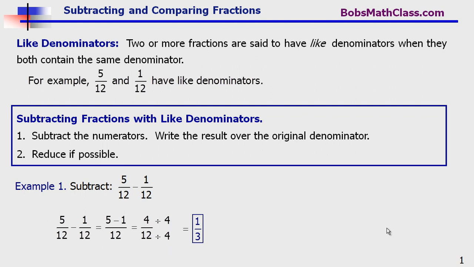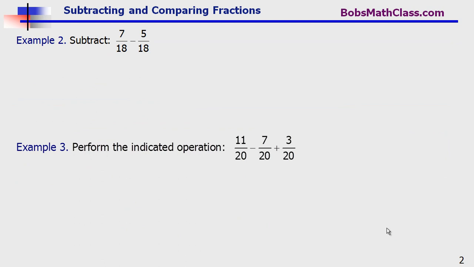Okay, let's do another example. Maybe I went too fast there. Always pause it, go through it again if you want to, write down the steps. Alright, let's do another one. 7 over 18 minus 5 over 18. Just like the last one. Again, you might want to pause the video and then click on play when you're ready. In both these examples, the denominators are the same, and then we'll start talking about how we work it out if the denominators are different.